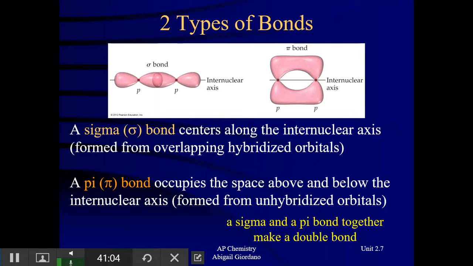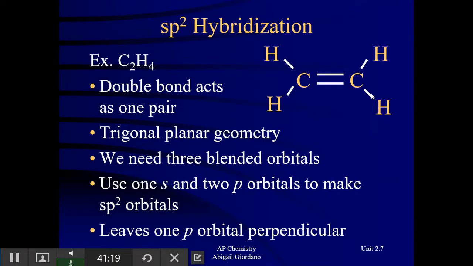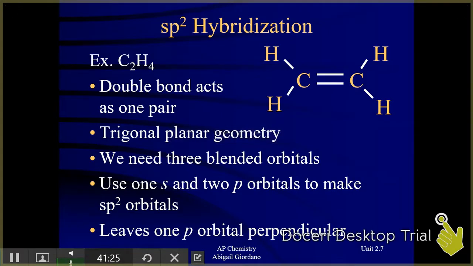Now I don't want you to get really hung up on being able to draw a sigma or a pi bond or explain what a sigma and a pi bond is. All you're going to need to be able to do is to count sigma and pi bonds. Let me go back up to that drawing again. How many sigma bonds are in this drawing? This is the extent of what you would be asked for sigma and pi. Here's how many sigma bonds there are. 1, 2, 3, 4, 5. There are 5 sigma bonds.